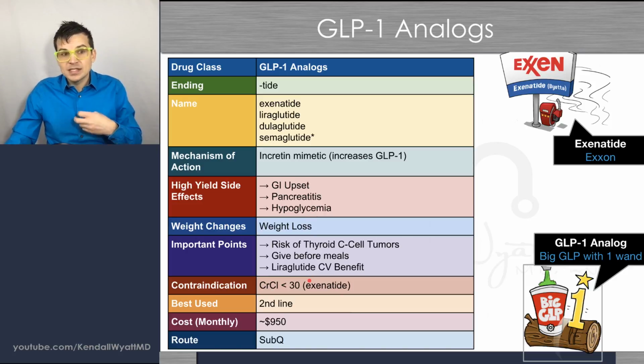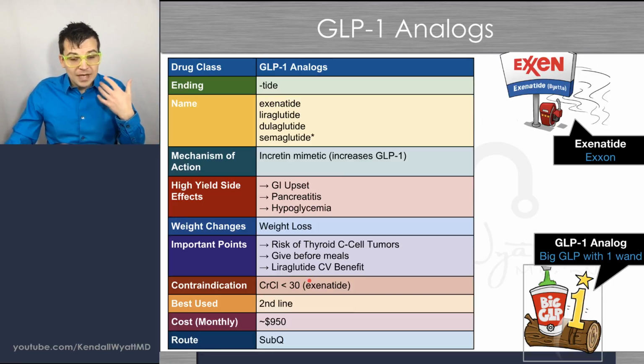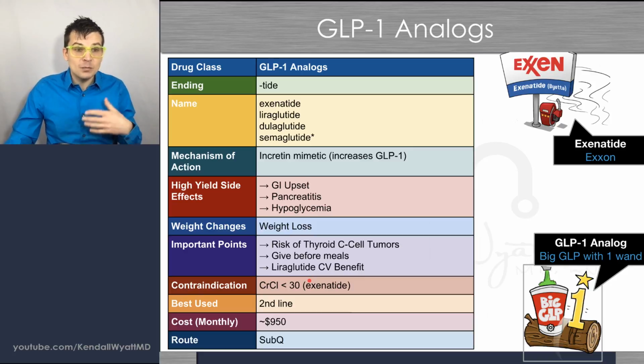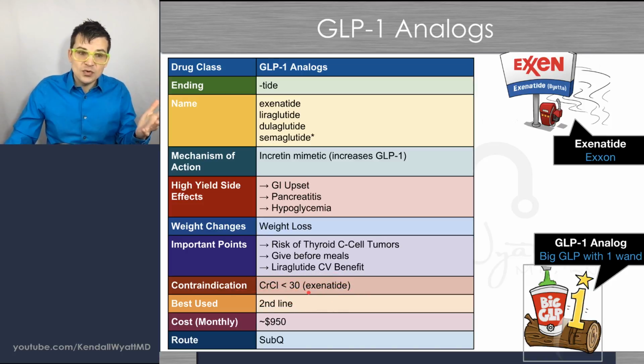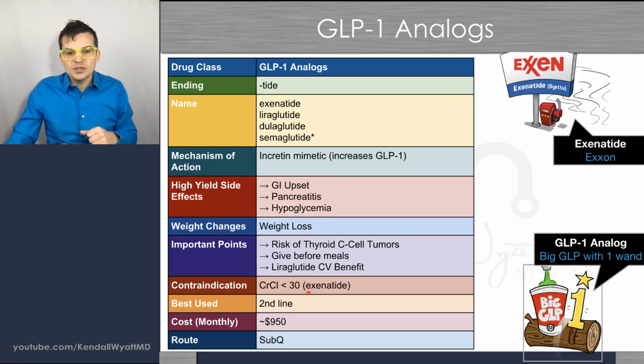Whether that's because of the weight loss properties or whatnot, to be honest, I can't remember right off. But just remember that liraglutide can end up with some cardiovascular benefit for many patients, so it's good for those types of patients. Creatinine clearance matters too: some of them are contraindicated, for example exenatide, because it's excreted that way, and you don't want those toxic levels. These medicines are second line.